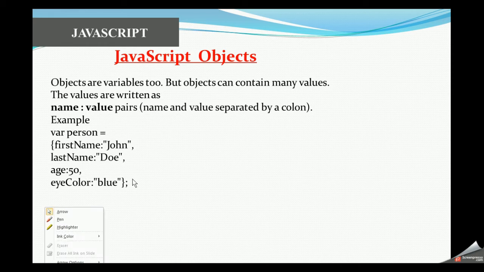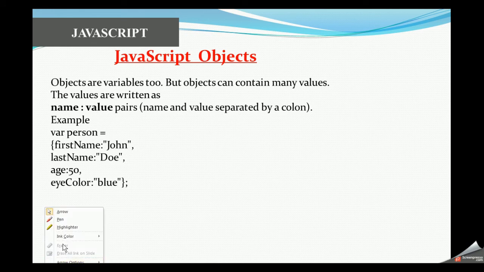Okay, just suppose I'm saying a name of a person. It may have its first name, its last name, his age, his height, his weight. So all these come in different values. If I want all these values to come in a single place, we will be using a JavaScript object.